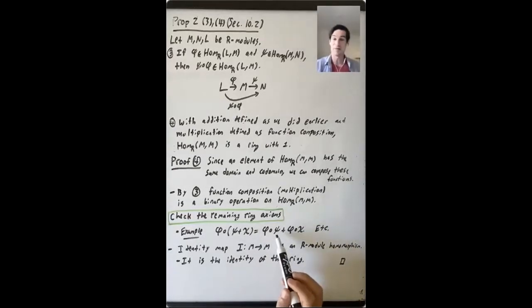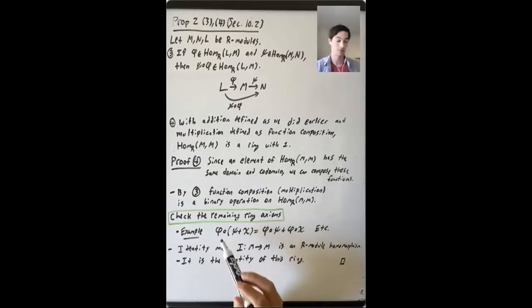Multiplication is associative because function composition is automatically associative. There really are some details to check here, and I encourage you to write down a fully detailed proof of this result once. It'll be helpful for you in working with R module homomorphisms. So I won't say anything more about that.